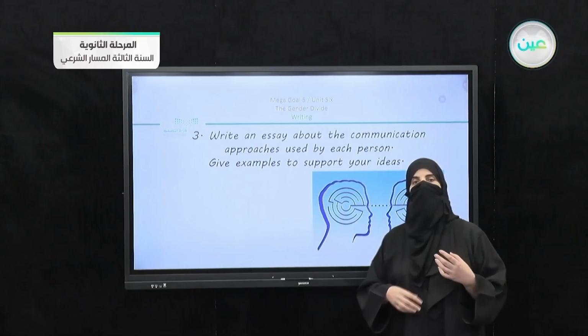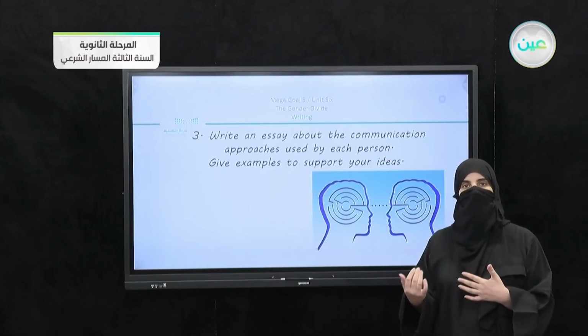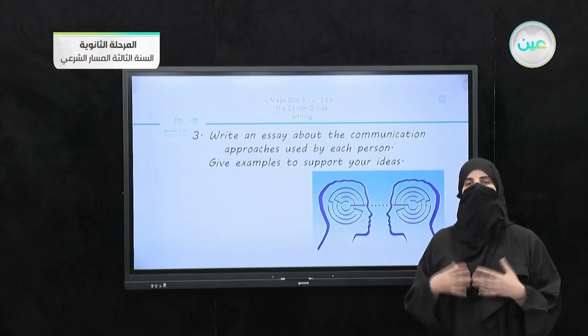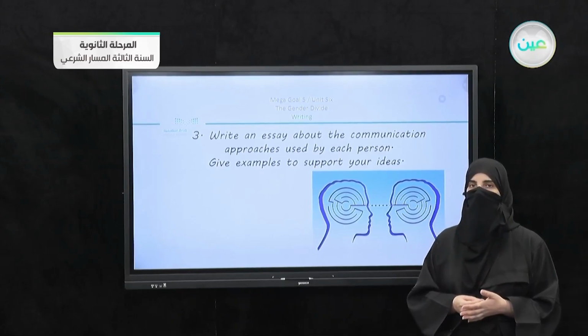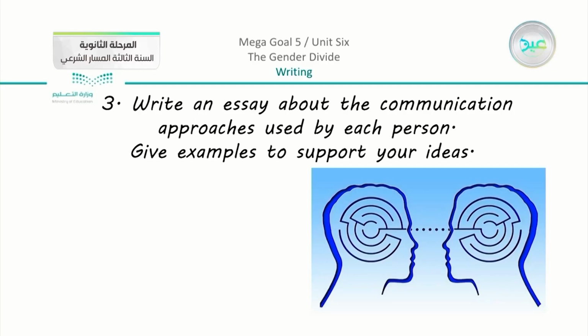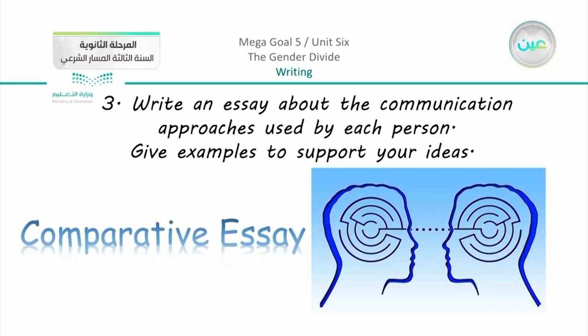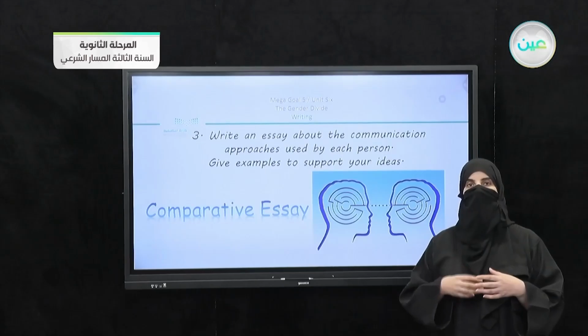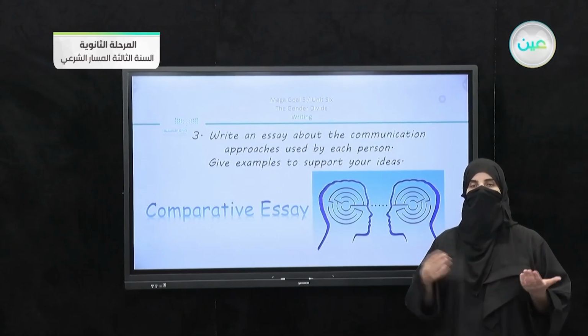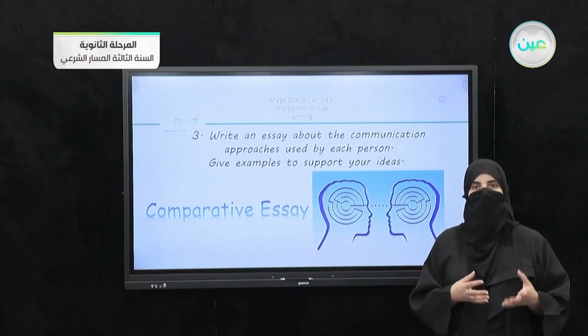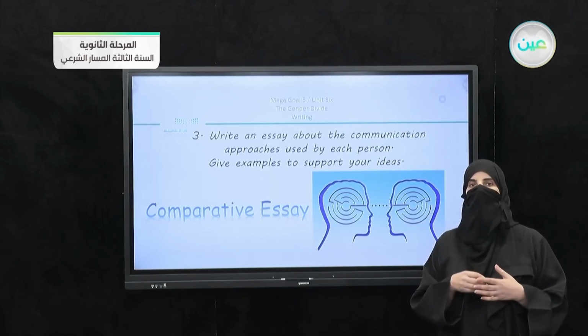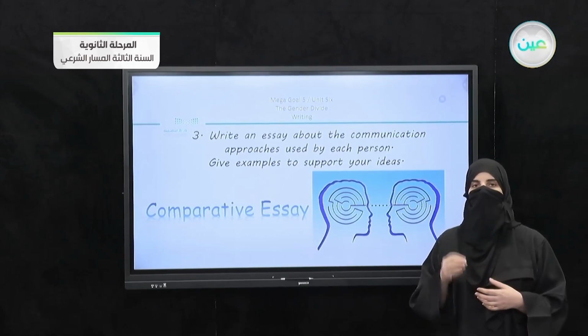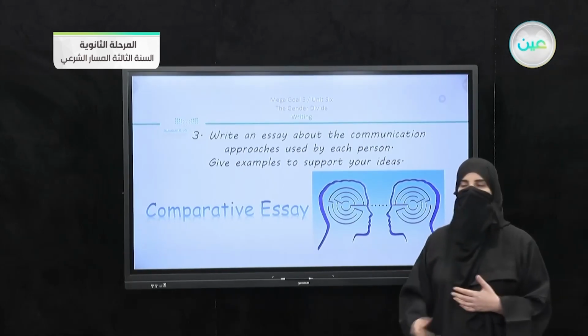We are going to describe each person here. How do they communicate? What are the communication approaches? Give examples to support your ideas. So when we said that we have two people, we are going to write an essay about each person and how this person communicates. We are actually comparing. So we are going to write a comparative essay.